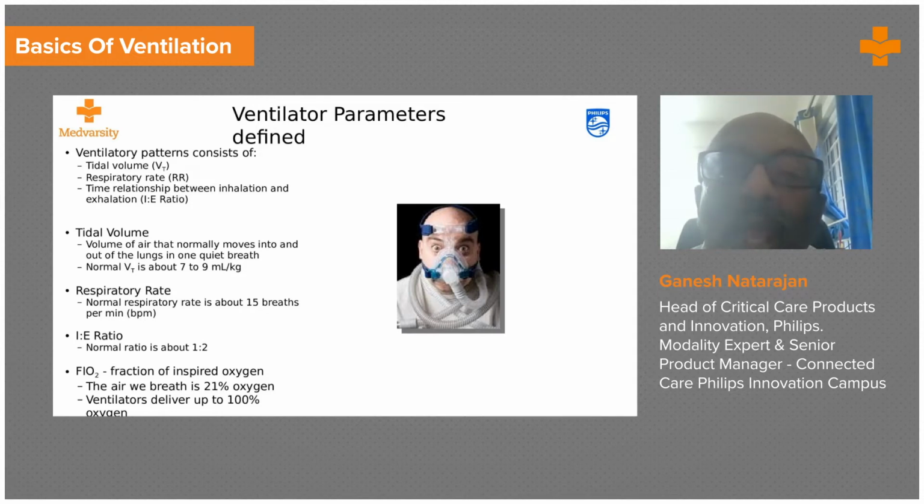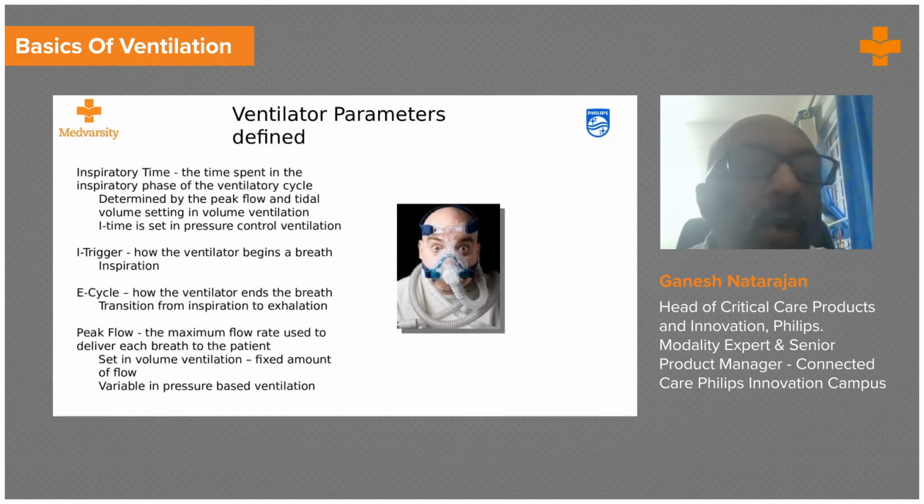In normal room air, we have approximately 21% of oxygen. The ventilators can dial in up to 100% of oxygen. So the percentage of oxygen that you set in the mixed gas that you're giving to the patient is the FiO2. Now, again, we have talked about I is to E ratio, we have talked about rate.